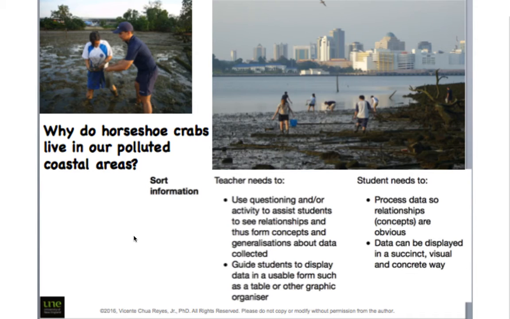So in this stage, the students are in the third component of the cognitive inquiry sequence, and they're sorting information. As a teacher, I need to use questioning or activities to assist students to see relationships and concepts, and thus form generalizations about the data that they collect. I also guide students to display data in a usable form, such as a table or other graphic organizers. This is the skill of sorting information. So for the students, they need to be able to process data.